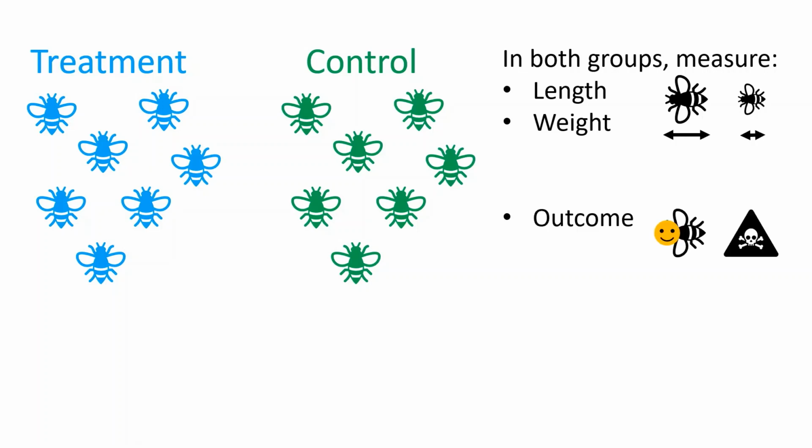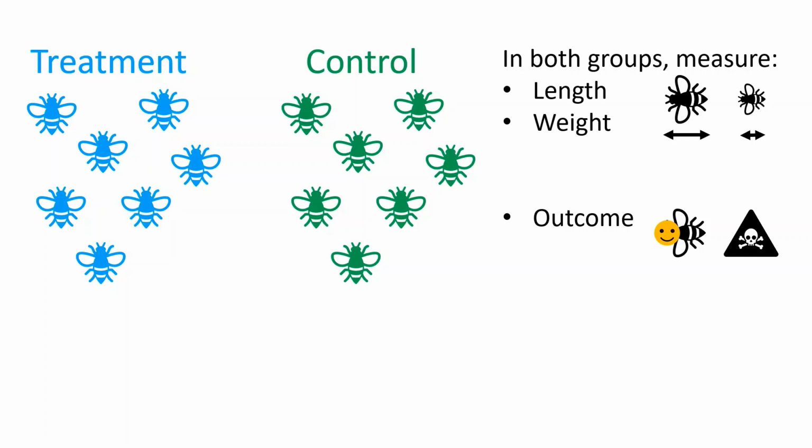In contrast, you might also measure something like outcome, like whether they lived or whether they died. And the way I've just described that, that's an all or nothing thing, right? Either they're alive or they're dead. They're not anything in between that.